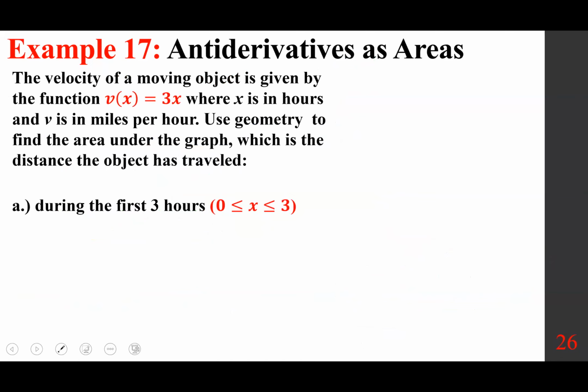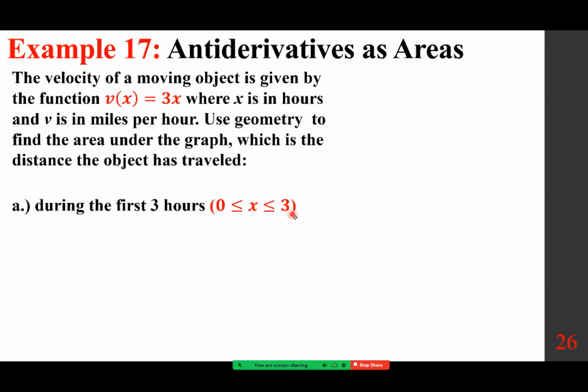Can somebody read this question, please? I can read it. The velocity of a moving object is given by the function v of x equals 3x, where x is in hours and v is in miles per hour. Use geometry to find the area under the graph, which is the distance the object has traveled. A. During the first 3 hours.